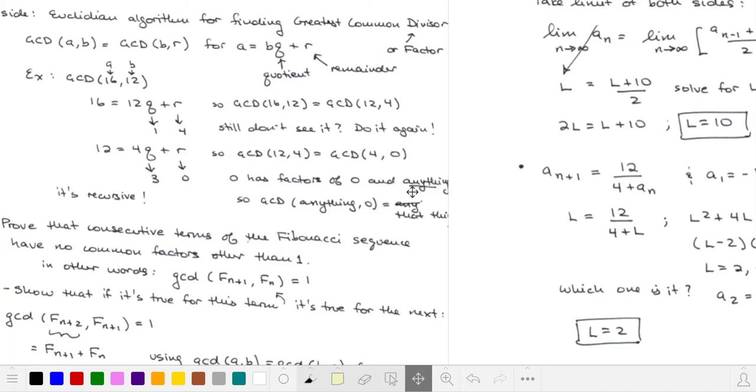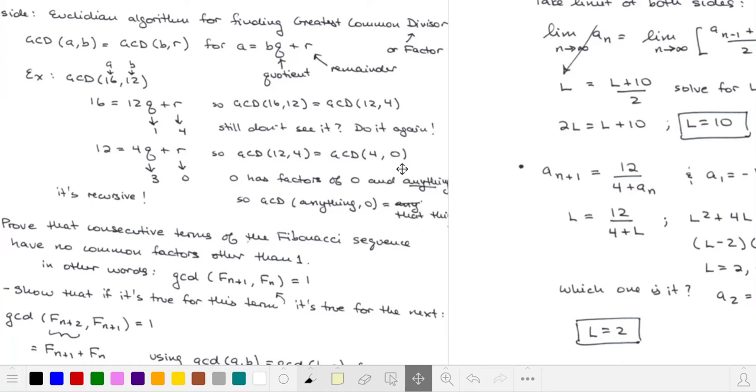0 and anything gives you 0. So the greatest common divisor of any number and 0 is that number. So the GCD of 4, 0 is just 4. Well, that's equal to the GCD of 12, 4, which is equal to the GCD of 16 and 12.